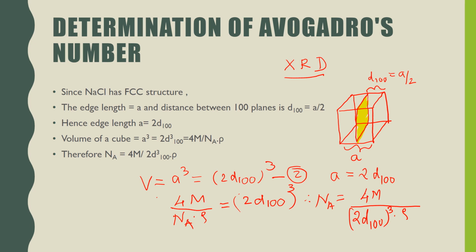So it is so simple to determine and verify this number which is mysterious in chemistry. So 6.023 into 10 raised to 23 can be verified from these crystal structures and X-ray diffraction studies very easily.